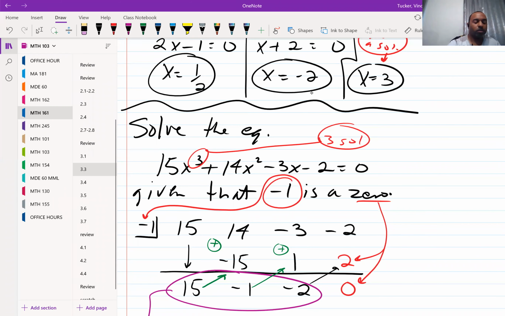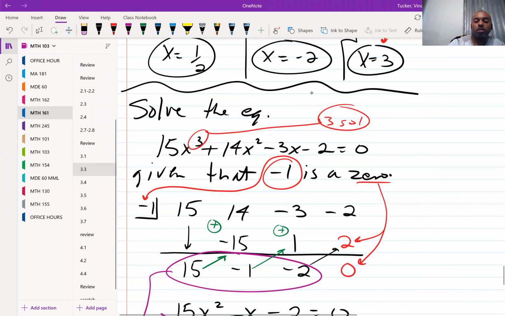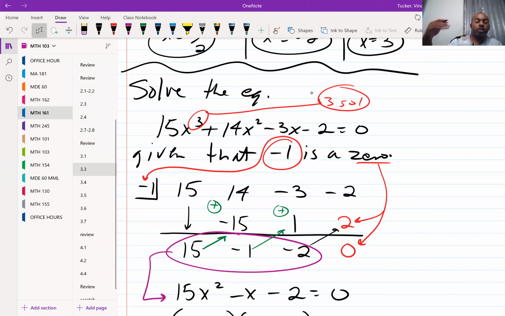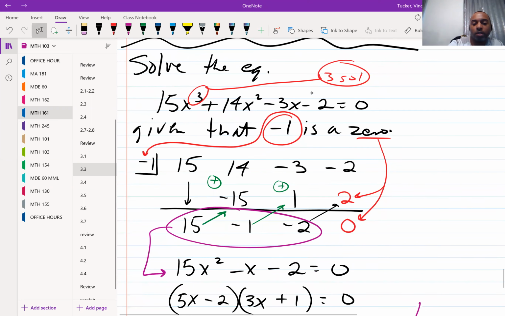All right. So once again, start off with a degree less than what you originally had. Originally, we had x cubed. So now we're starting off with x squared. So we have 15x squared minus x minus 2. Set that equal to 0 and solve.